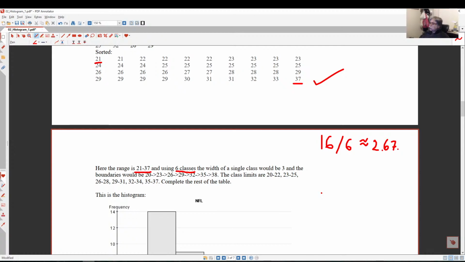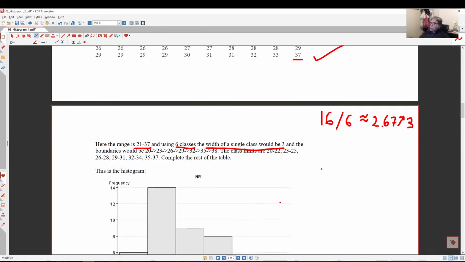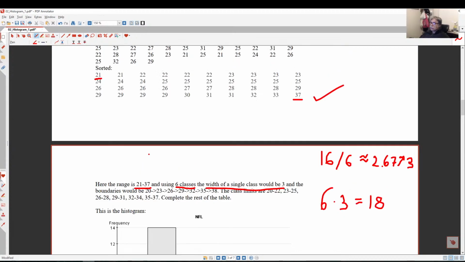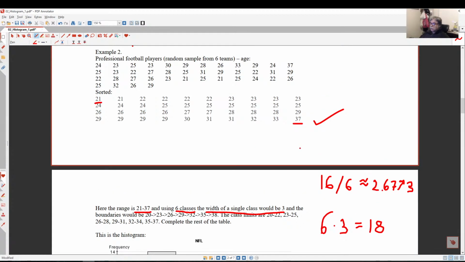Since I'm not going to use the decimals, I'm going to round it up to 3. So I'm going to have a class width of 3. 6 classes and 3 each would mean that I will have 18 for the range of my histogram. Now this is a bit of a problem because 18 is 2 more than 16. The range of the data from 21 to 37 is 16.